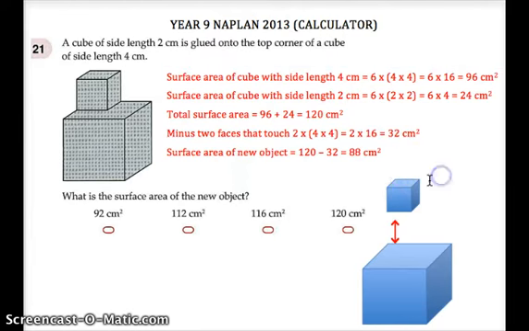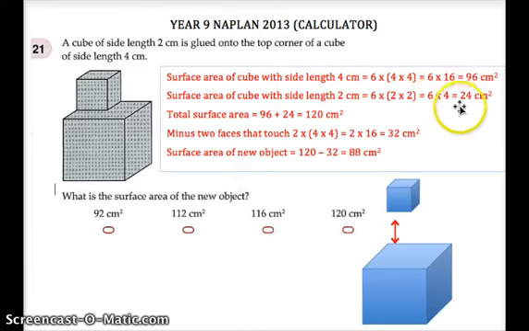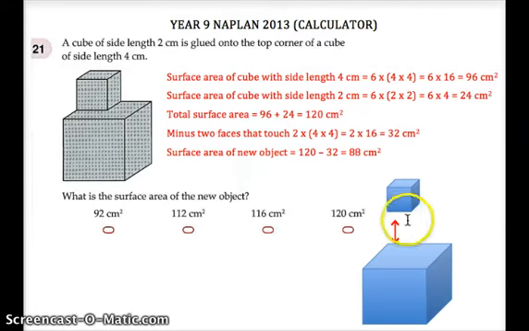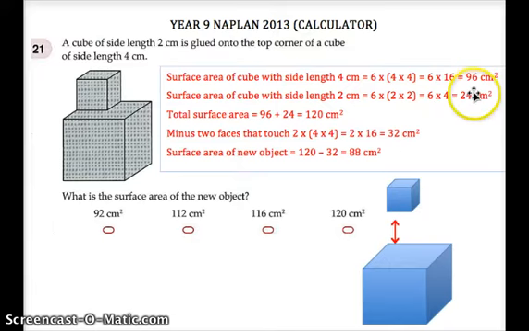We've got 6 faces. Each face is 2 centimeters times 2 centimeters. So 6 lots of 2 times 2 is 6 lots of 4, which is 24 centimeters squared. So the total surface area of the 2 cubes, if they're not joined, would be 96 plus 24, which is 120 centimeters squared. I've shown that on this line here.